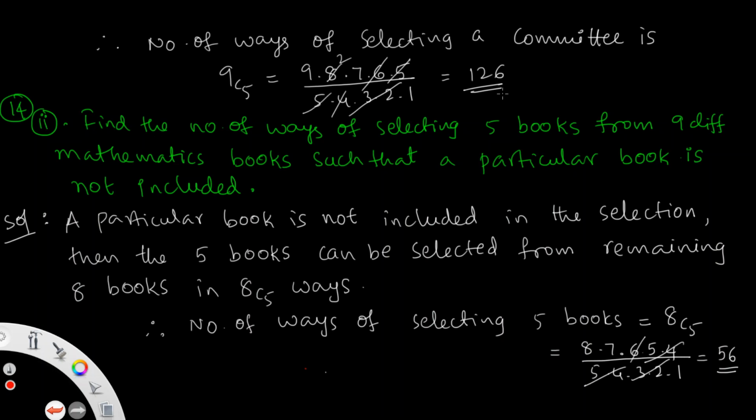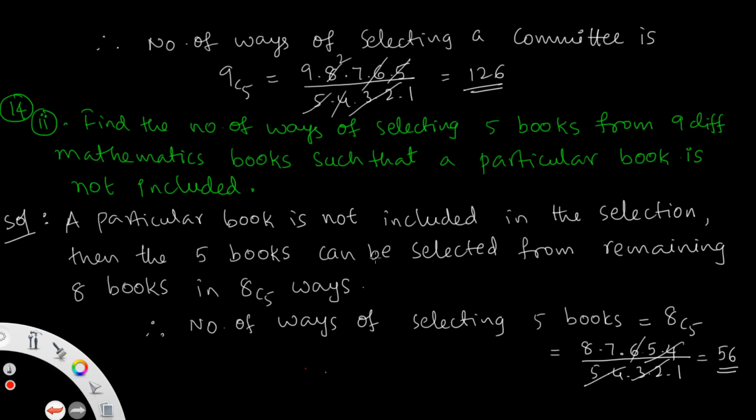Question 14. Find the number of ways of selecting 5 books from 9 different mathematics books such that a particular book is not included. A particular book not being included means we keep it outside, leaving the rest out of 9 books.